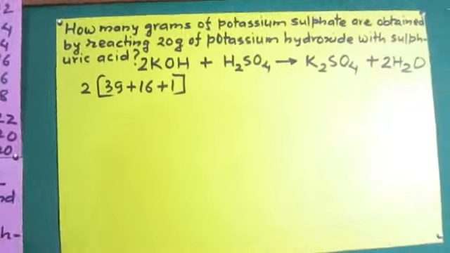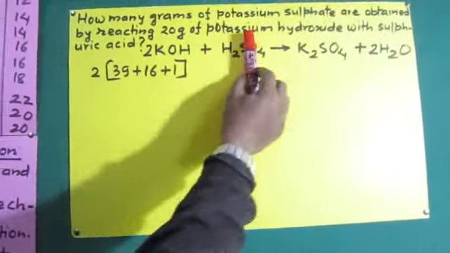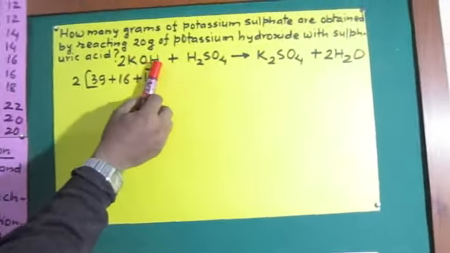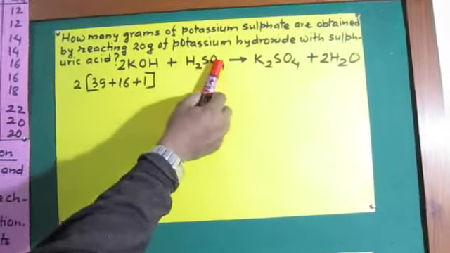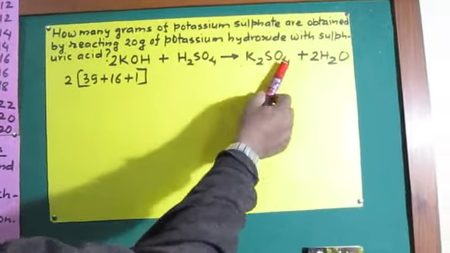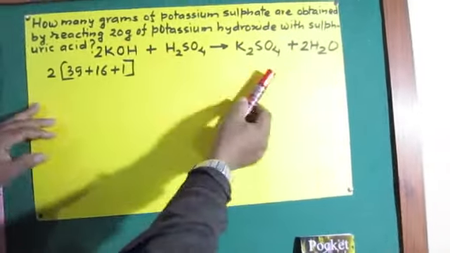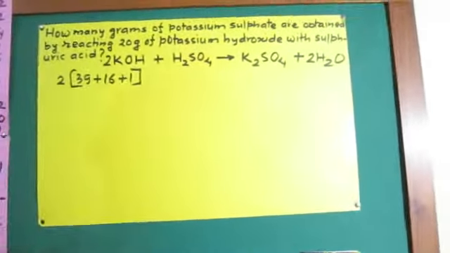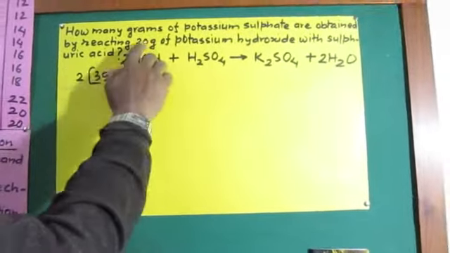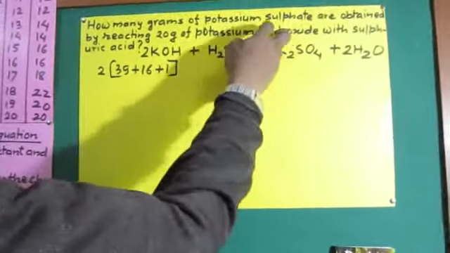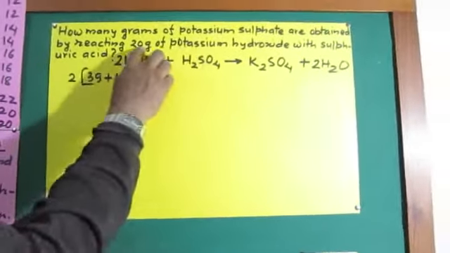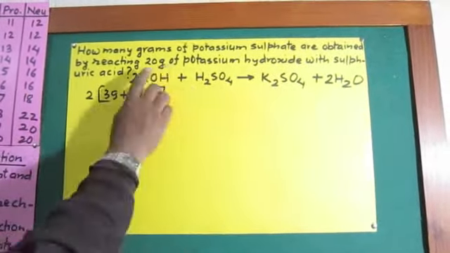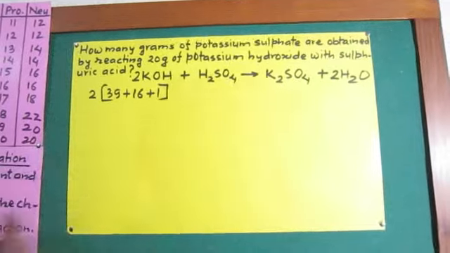acid? Now here we have the reaction of potassium hydroxide and sulfuric acid. That's why I have written here potassium hydroxide and sulfuric acid, and its product is potassium sulfate and water. And I balance the equation. You know how to balance the equation. And after this, the question is related with what? 20 gram of potassium hydroxide when takes part in the chemical reaction, then how many grams of potassium sulfate forms? It means we are related with potassium hydroxide and potassium sulfate.